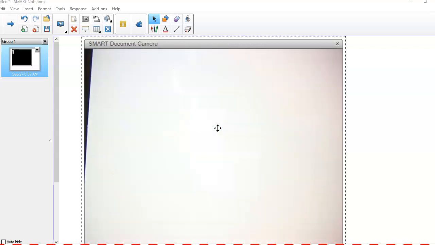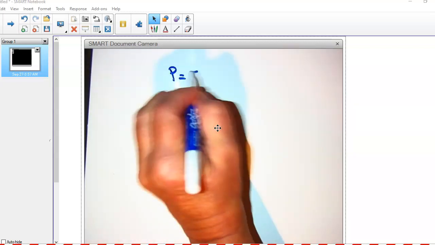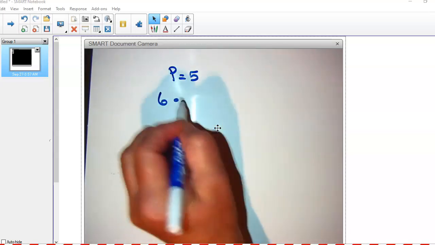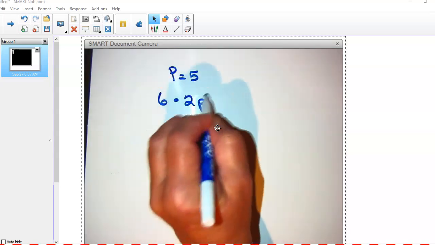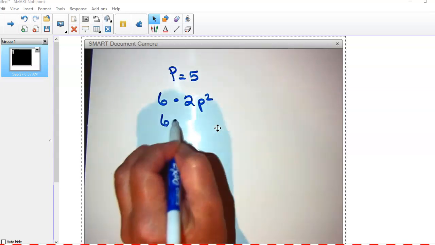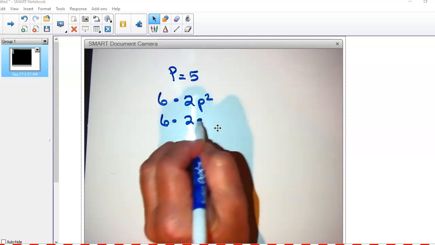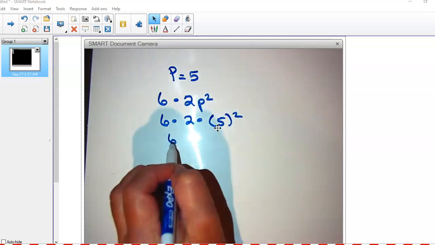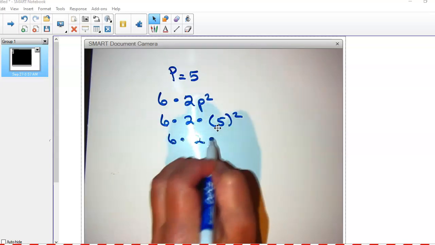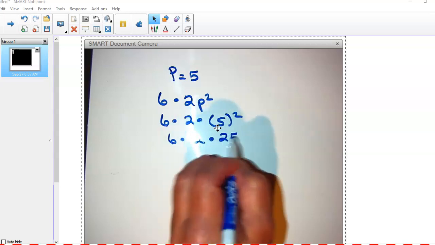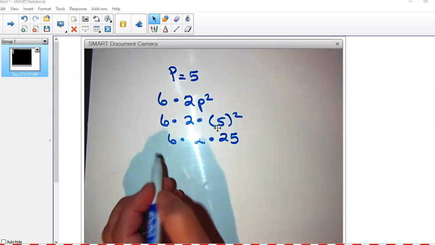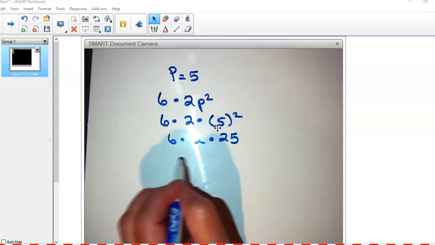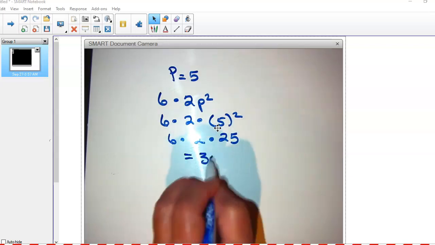The next one, I'm going to use p equals 5. So our problem is 6 times 2p squared. So it's 6 times 2 times 5 squared. 6 times 2 times, going to do the exponent, 25. I'm just going to multiply them all the way across, and you get 300.